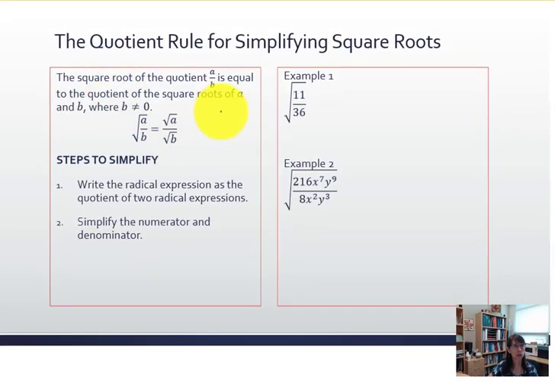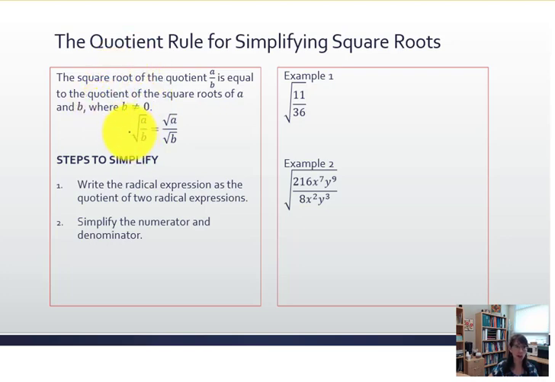Now we're switching to using the quotient rule. With the quotient rule, you'll notice you're going to see some fractions involved here. So the square root of a quotient, a divided by b, is equal to the quotient of the square roots of a and b. And of course, b cannot equal 0, because if it's 0, it's found in the denominator of the fraction, and that would make it undefined. So b cannot be 0.